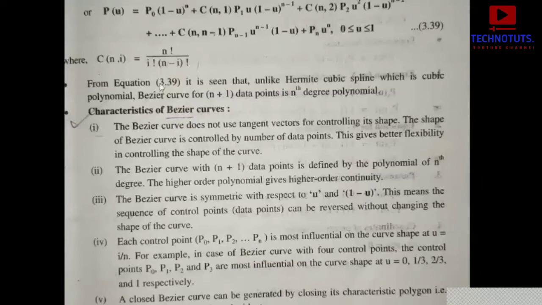Okay, so from this equation, it is seen that unlike the Hermite cubic spline, which is a cubic polynomial, desire curve for n plus 1 data points is an nth degree polynomial. Okay, so we can say that the desire curve has nth degree polynomial equation. So let us see what are the characteristics of desire curve.